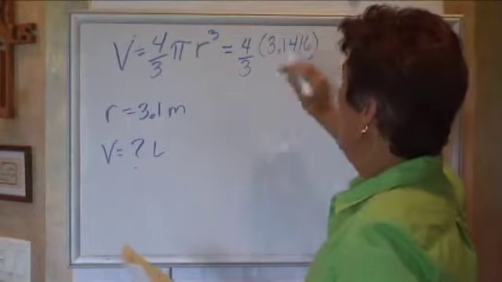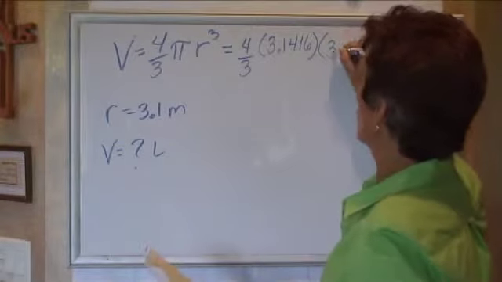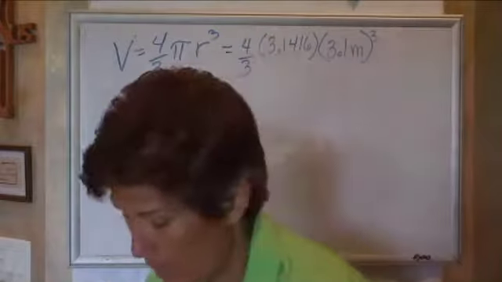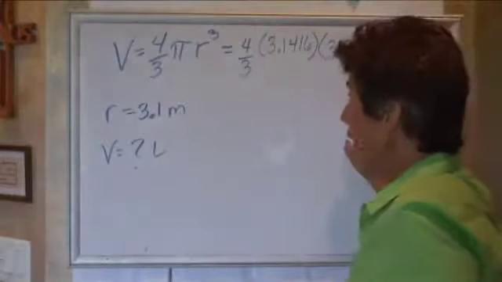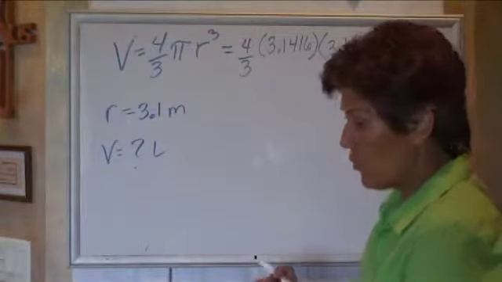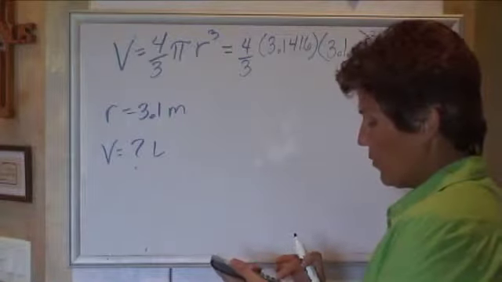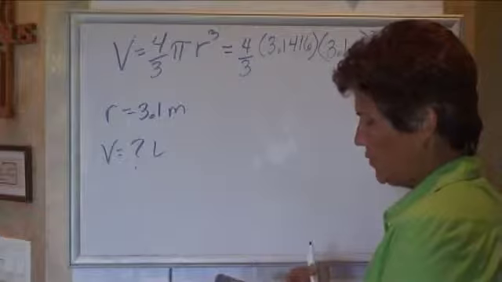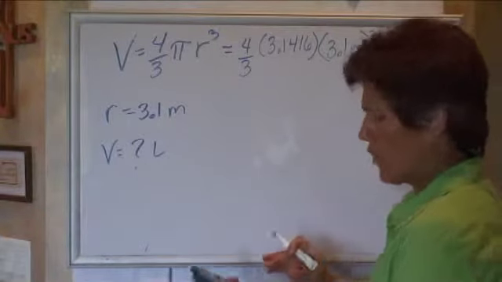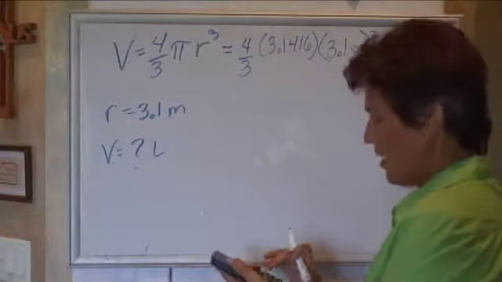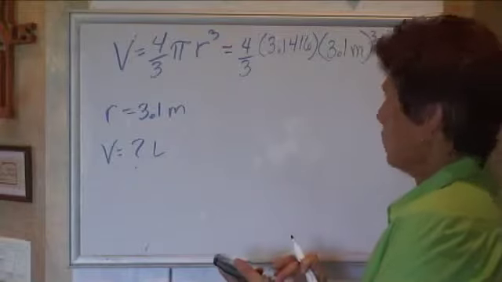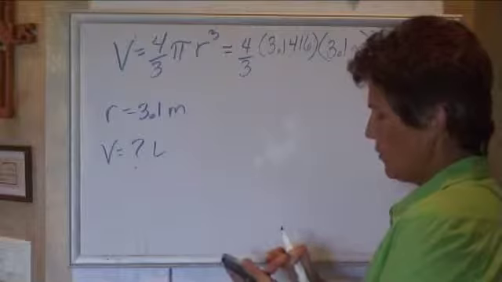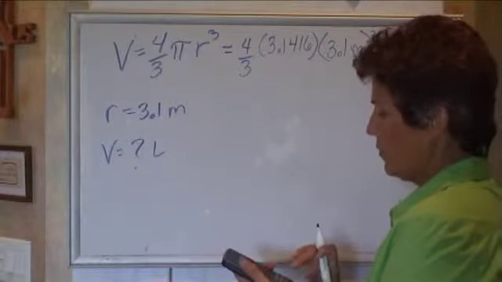Okay, then we're going to take r and we're going to cube it, 3.1 meters, and this whole thing is cubed. Okay, so far, if you have that much written down, I'll give you some credit. So here we go, 3.1 times 3.1 times 3.1 equals, okay, or you may be sharper on your calculator, whatever it takes, times 3.1416 equals times 4 equals divided by 3 equals.